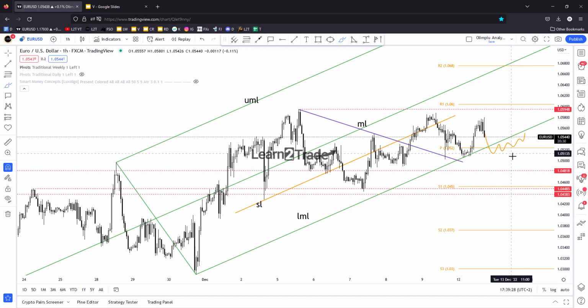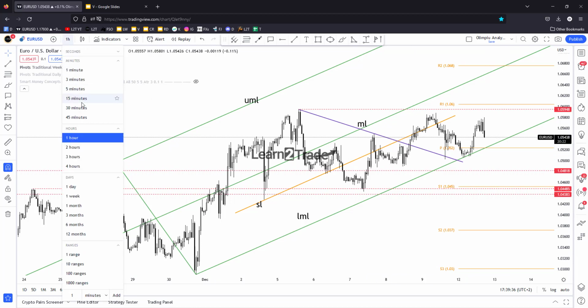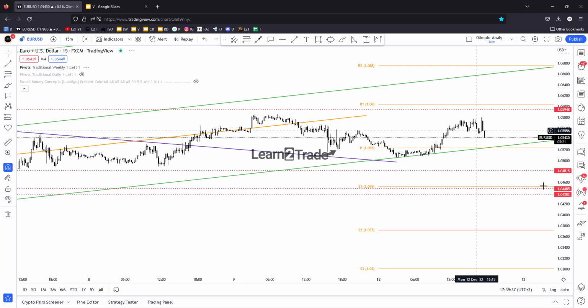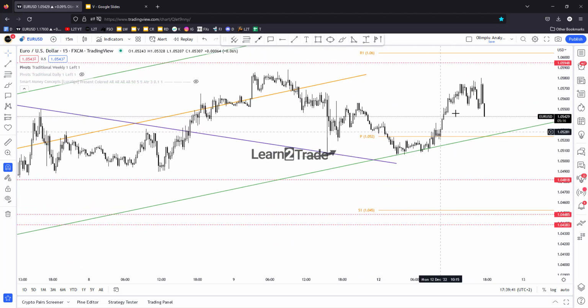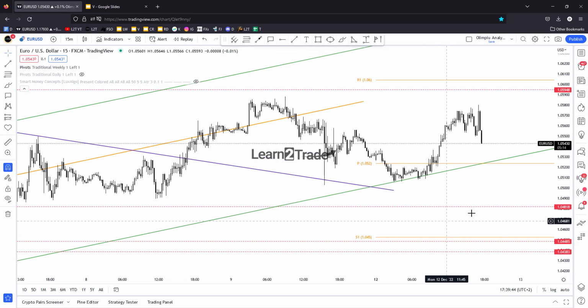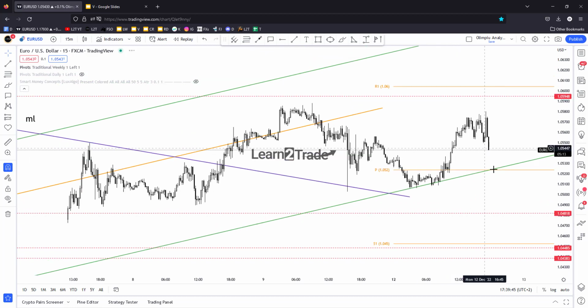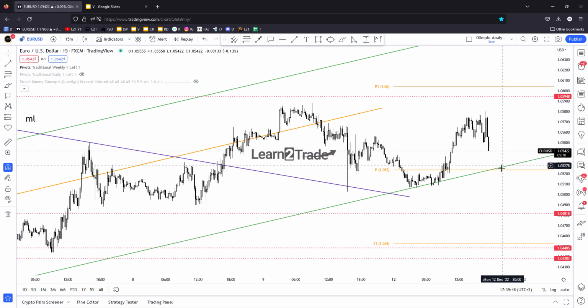But as long as it stays above the lower median line here and above the pivot point, I'll look only for longs, for new buying opportunities, because this could be only a temporary retreat, a temporary drop after its amazing rally. I will look for longs here around these levels, and I will share my setup, my trade actually, in the VIP group.